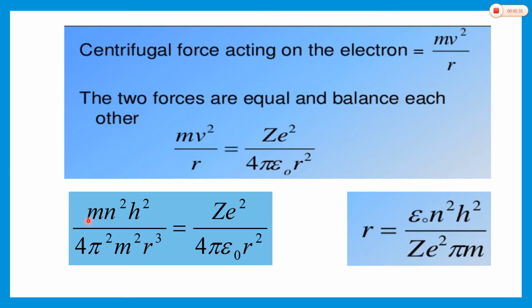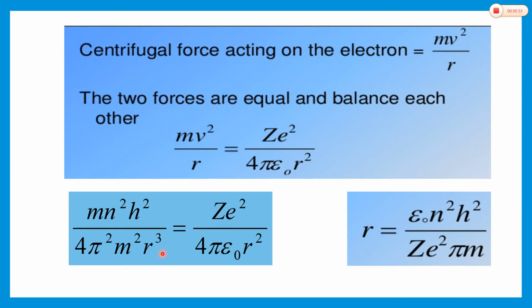That is m into n square h square upon 4 pi square m square r square, that is the value of v square we put here, and m and r are also here. So we get this equation that is equal to the Coulomb force.